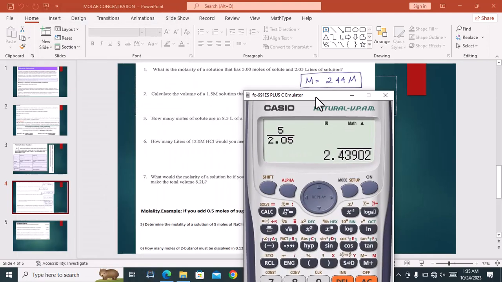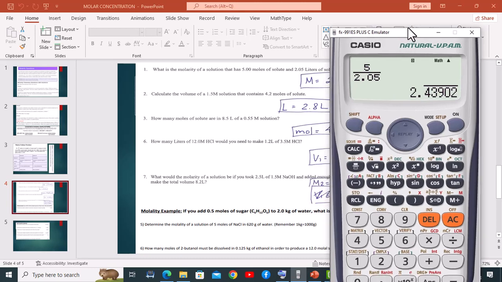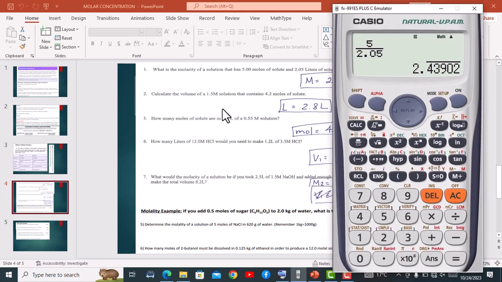All right, that is fine. Let's go and look at the second one. I think we're going to do the very same thing. Calculate the volume of 1.5 molarity solution that contains 4.2 moles of the solute. Now we are looking for the volume, and let me just take you back.